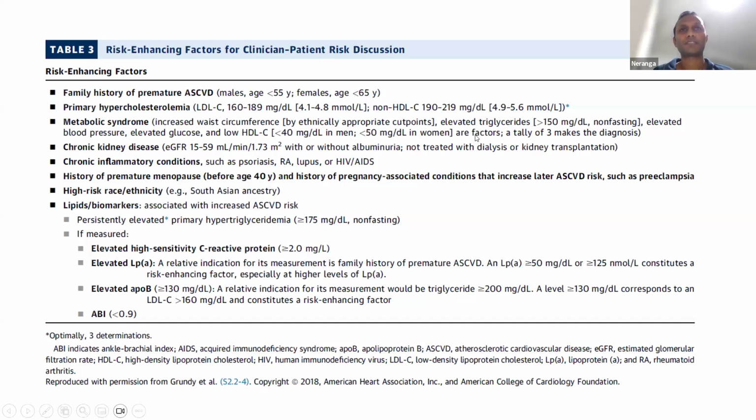And fasting blood sugar more than 100. So if the patient has metabolic syndrome, there's a high risk of developing heart disease. Also CKD and other inflammatory diseases like rheumatoid arthritis, premature menopause, and high risk ethnicity. We are all South Asian, so we have high risk. And other lipid markers like lipoprotein A, apoB, and elevated high sensitivity CRP, etc. So these will enhance risk.